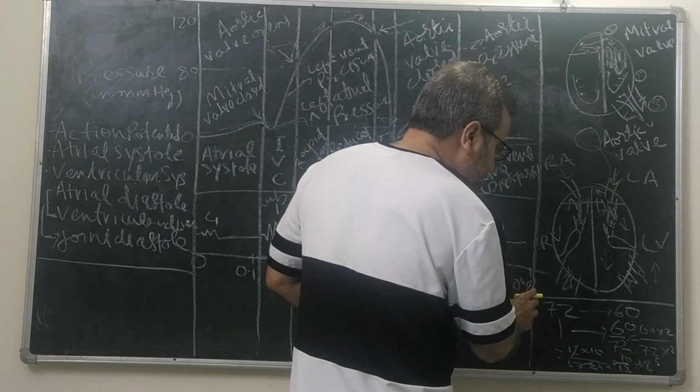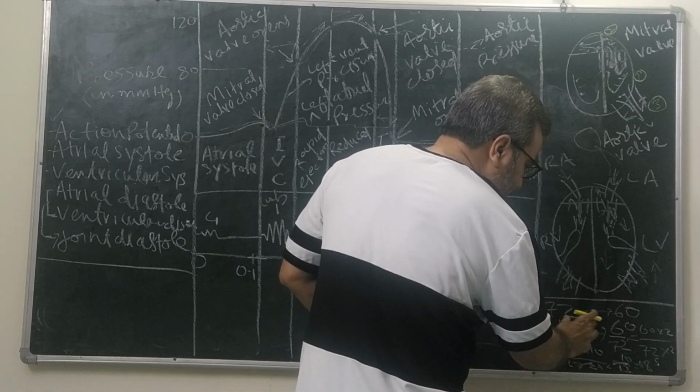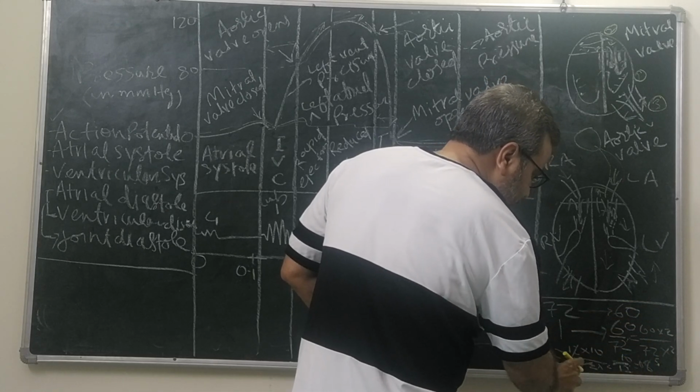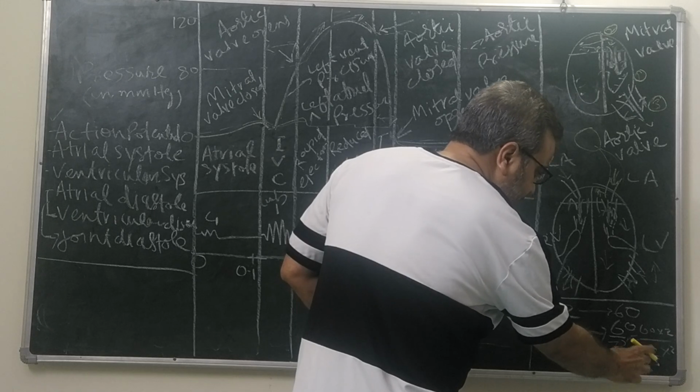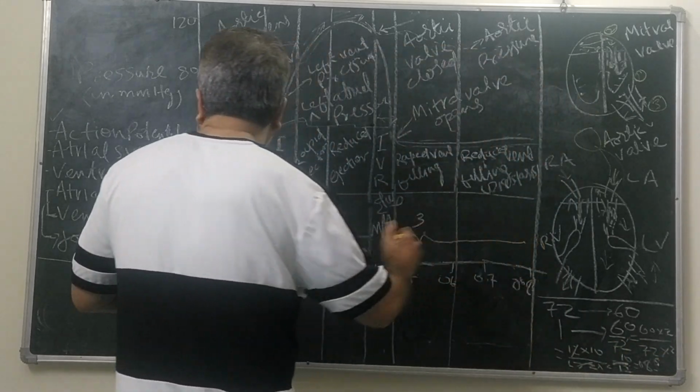The 0.8 seconds of cardiac cycle period is because 72 beats take 60 seconds or 1 minute. So 1 beat will take 60 upon 72, which may be calculated to 0.8 seconds. So this is the 0.8 second cardiac cycle period.